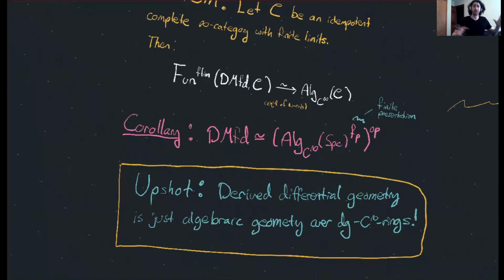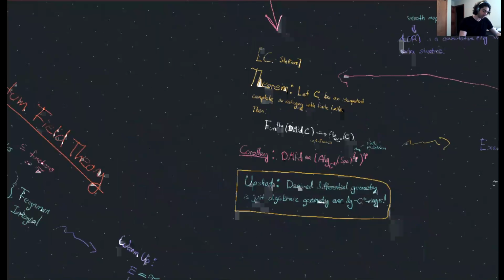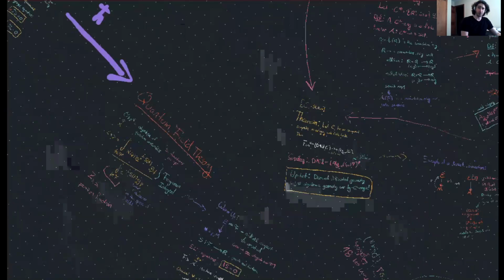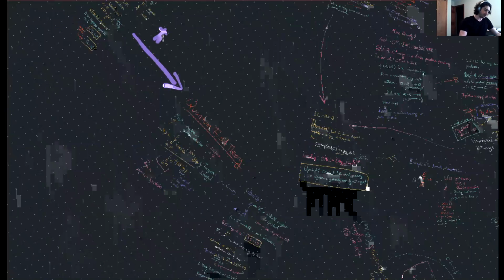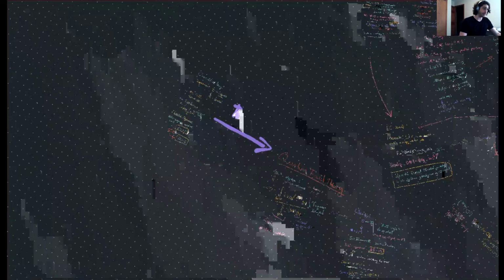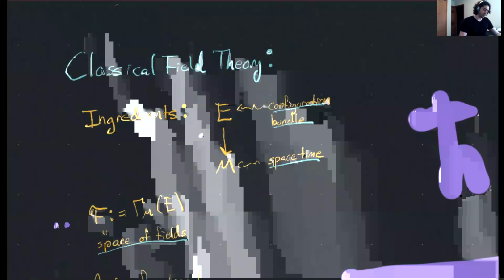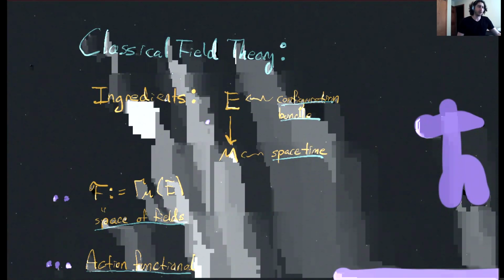Okay, so that's all I want to say about the background of what derived differential geometry is about. Now I want to talk about some field theory. Let's first start with classical field theory, and I'm going to describe Lagrangian field theory.